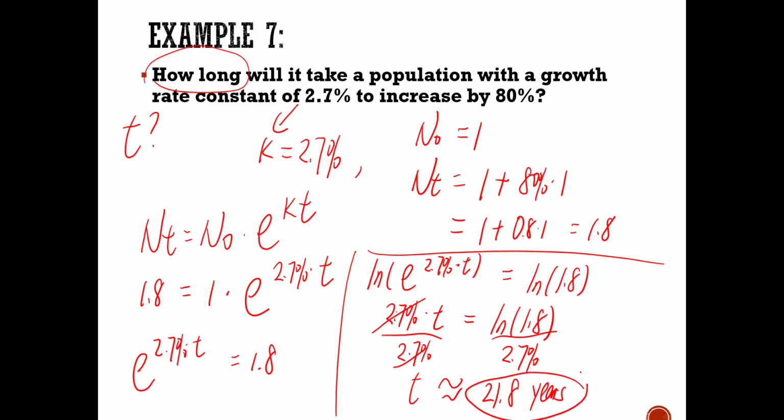Again, this section mainly uses one formula, the population growth model, the exponential growth model formula, so we can look into the details, analyze the situation, and solve for the unknown, right? So that's all you have to do in this section.